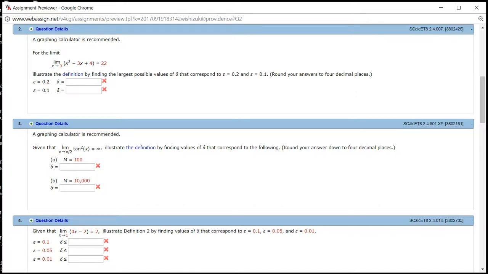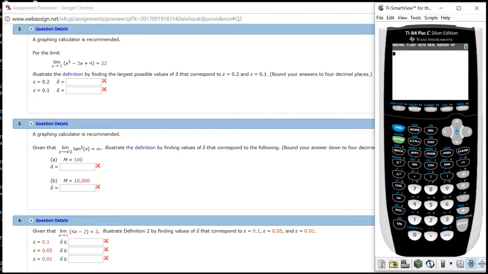All right, let's look at homework 2.4, problem number 2. For this limit, the limit of x cubed minus 3x plus 4 as x approaches 3 is equal to 22. Given epsilon values, we want to find the corresponding delta values. Since I used GeoGebra for the other video, I'm going to use the graphing calculator here.